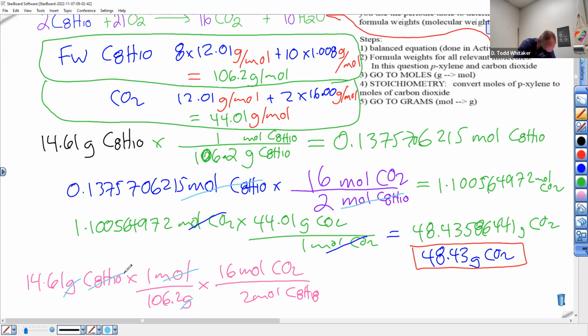Now I'll do it in a different color. I just want this to be clear. Moles of C8H10 cancels moles of C8H10. One second, almost there. Times 44.01 grams per mole. We're going to get the same answer, ladies and gentlemen. And that's grams CO2 per mole CO2. And canceling that with baby blue again.